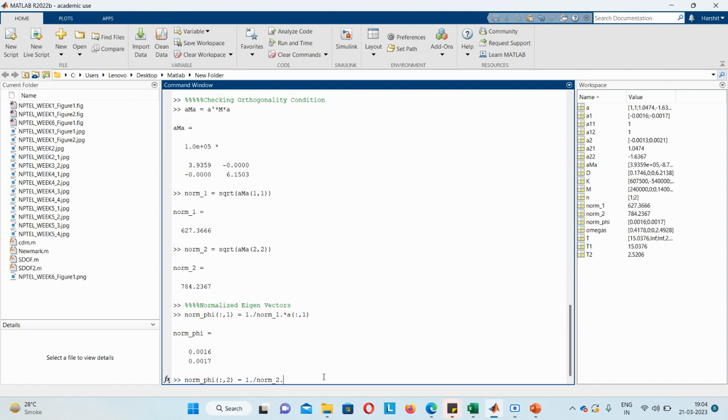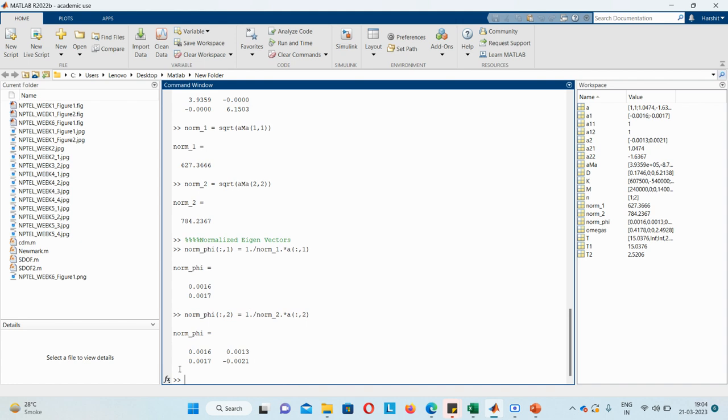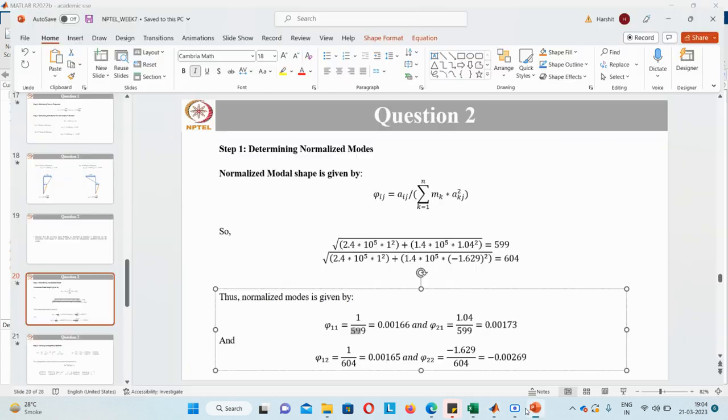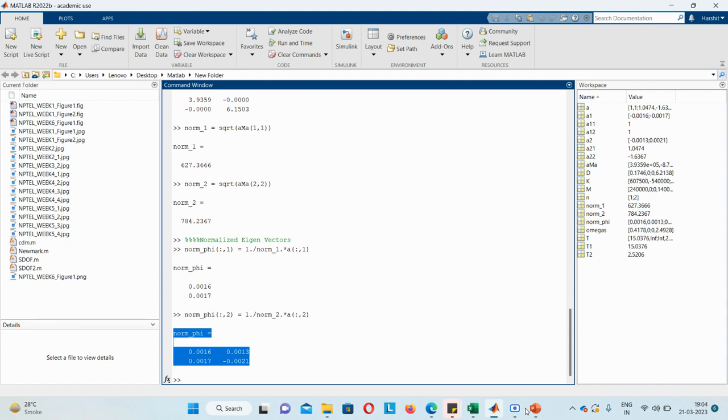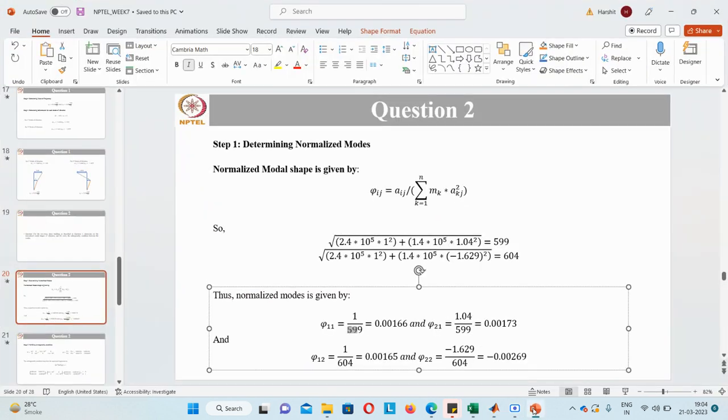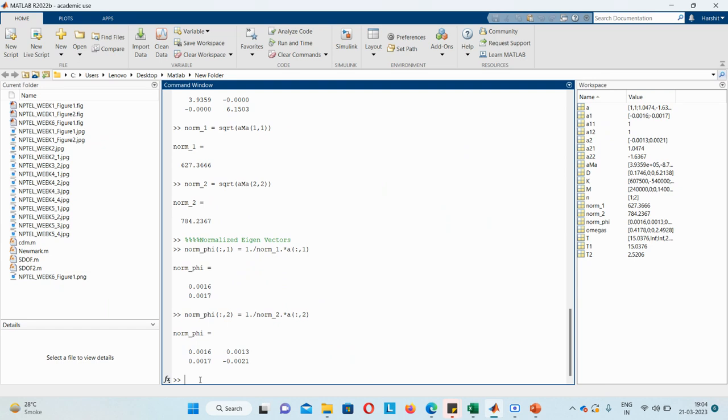dot star A dot comma 2. So you can see this is the normalized deformation matrix. Okay, what we obtained was similar to this only. The last value is a little bit wavered, but this is how we obtain the normalized eigenvector.